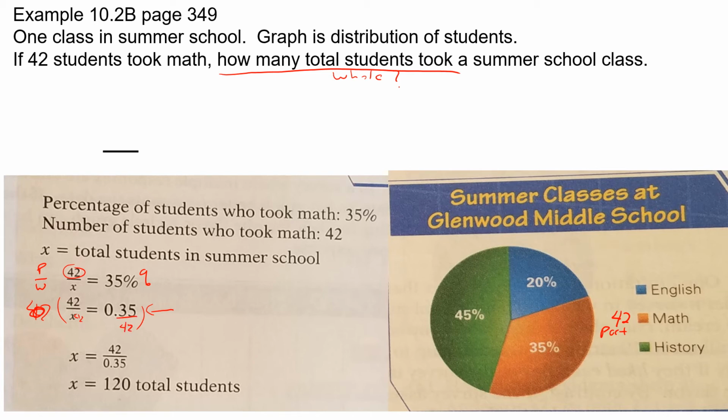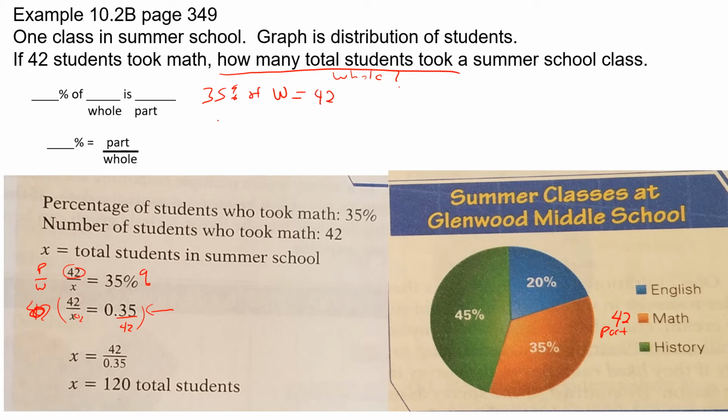All right, and solved for x. Again, I've always set mine up as blank percent of blank is blank, right? So this is the way they set theirs up. Here's mine. If I was to set mine up, I would say 35% of the whole, which is what I don't know, is the part, which is 42.